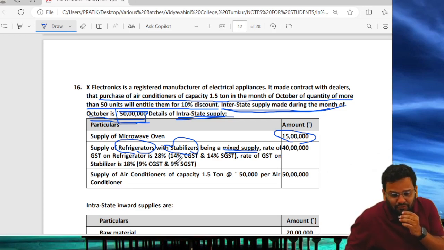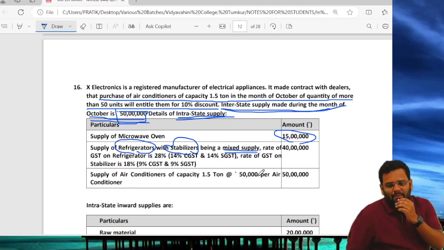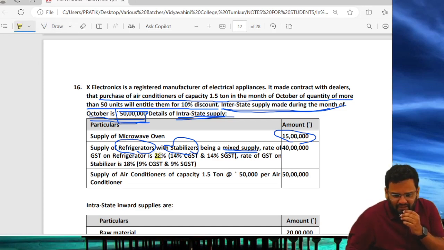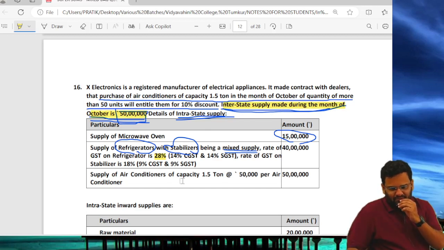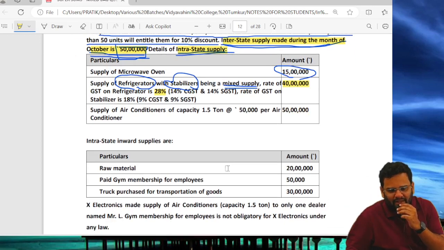So rate of GST on a refrigerator is 28% and on stabilizer is 18. So what you are applying? So please highlight 28%. Okay, no need to literally highlight, you can underline. Okay, done. So you neglect stabilizers rate. Stabilizers rate is 18. So friends, on 40 lakhs you can apply 14% CGST and SGST each, because no wonder it is intrastate supply. And on microwave oven the rate will be given below, that you can see.